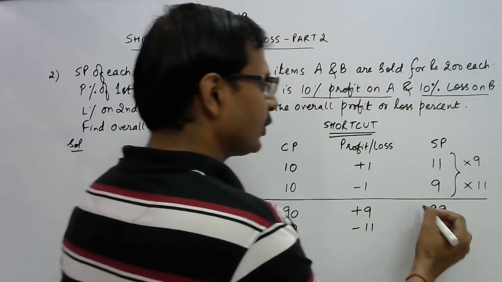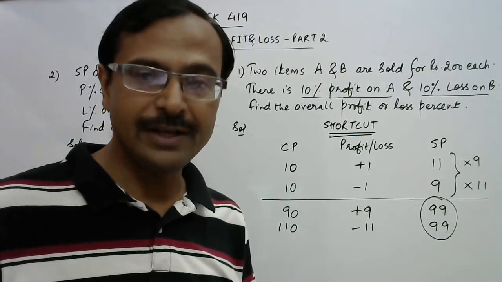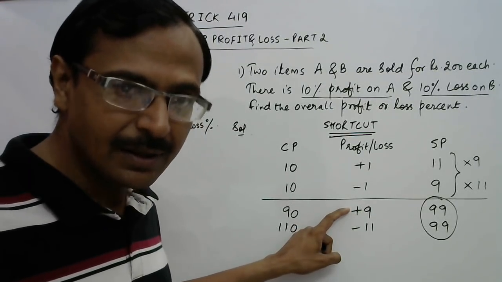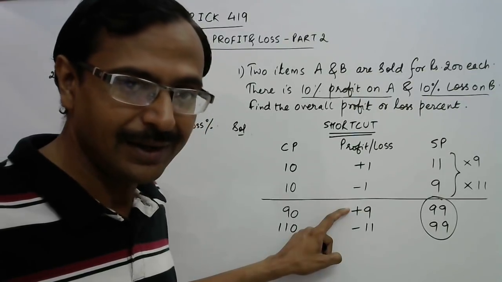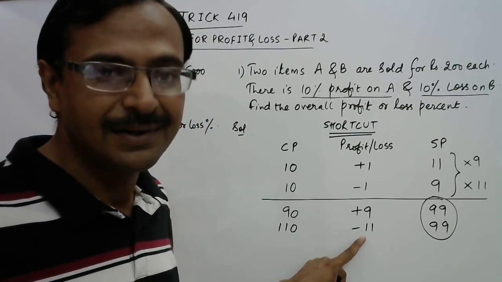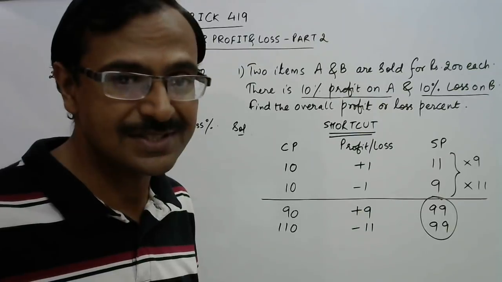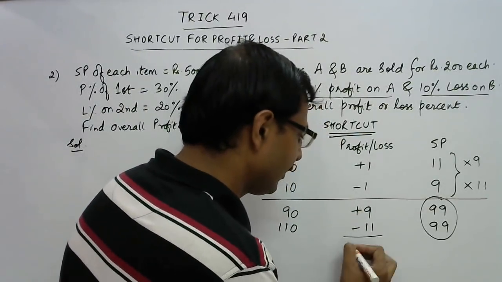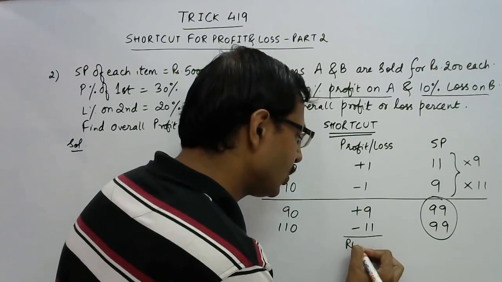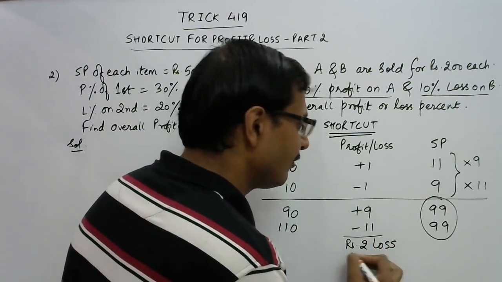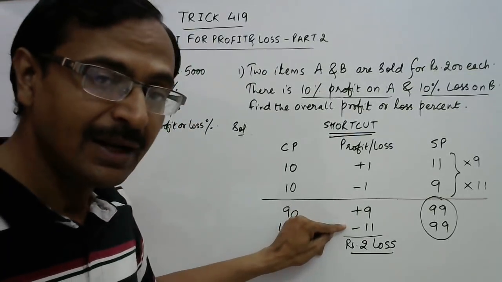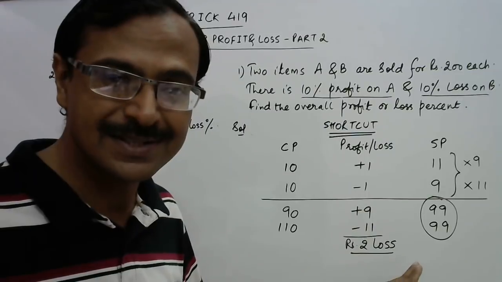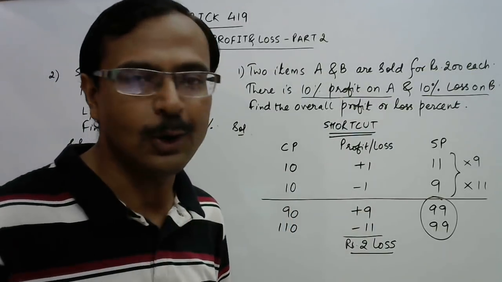Now see, we are not bothered about these two now because selling price is already given as equal. Plus 9 means 9 rupees profit, and minus 11 means 11 rupees loss. So which is greater? Loss is greater. So overall we have rupees 2 loss. Why? Because plus 9 and minus 11 is minus 2. So minus 2 means 2 rupees loss. So overall we will have a loss.